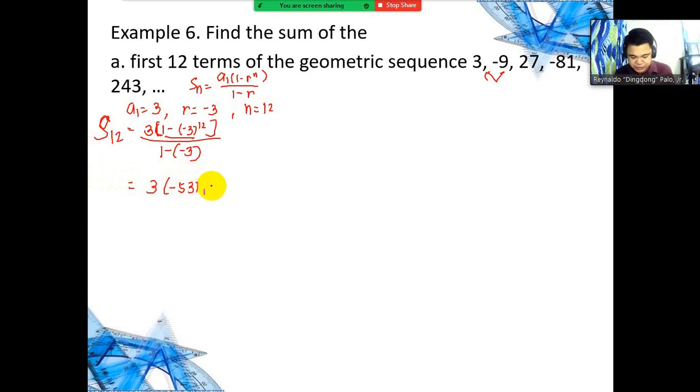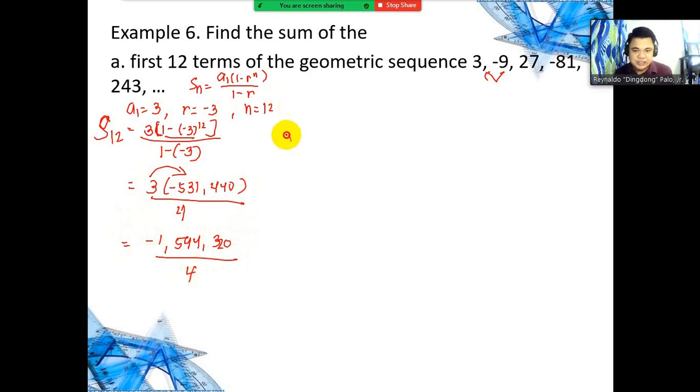You can use your calculator in simplifying. Then 1 minus negative 3 is positive 4. Then the next thing is we will be multiplying 3 times negative 531,440. So you will be getting negative 1,594,320. Then divide by 4. So the final answer, or S sub 12 now, will be negative 398,580. So this will serve as your final answer.